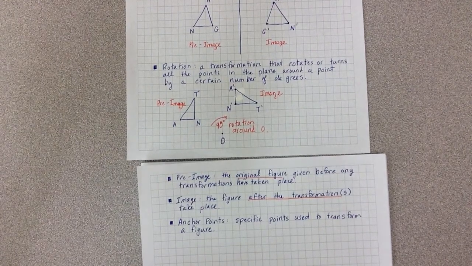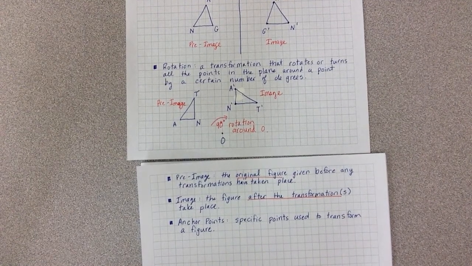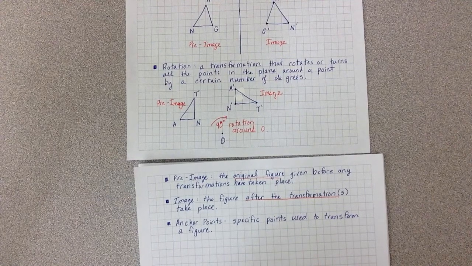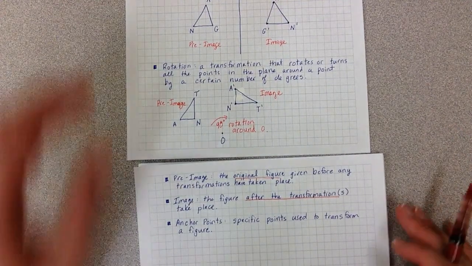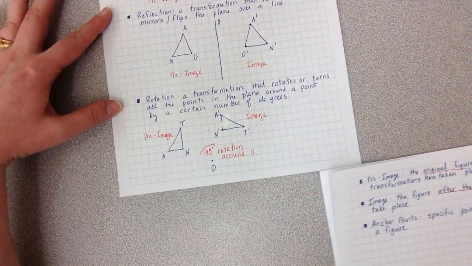The other definition we want to talk about briefly is anchor points. And those are the specific points used to transform a figure. In our previous video, we actually labeled the anchor points that we moved. Let's go back and look at those briefly.